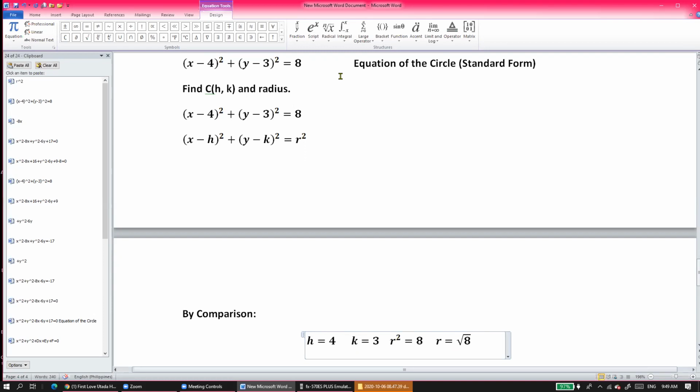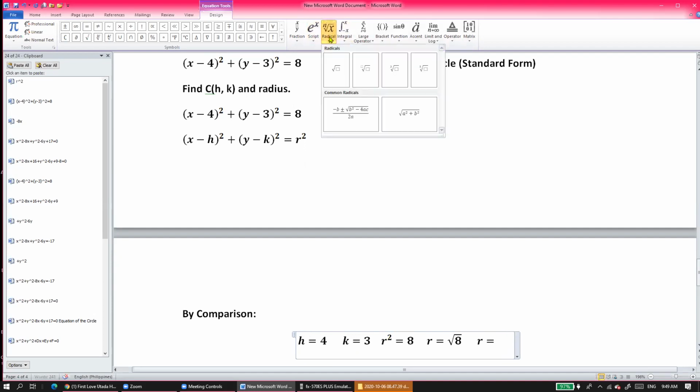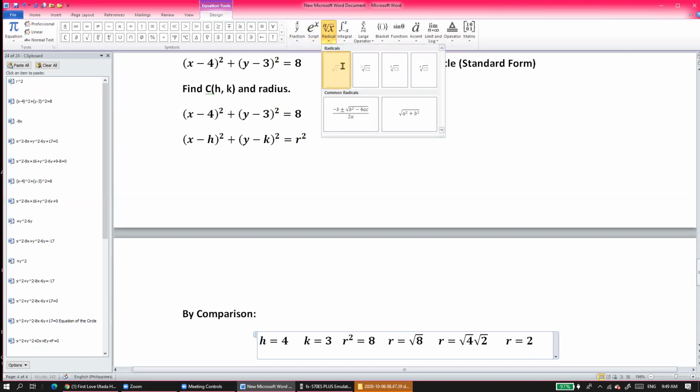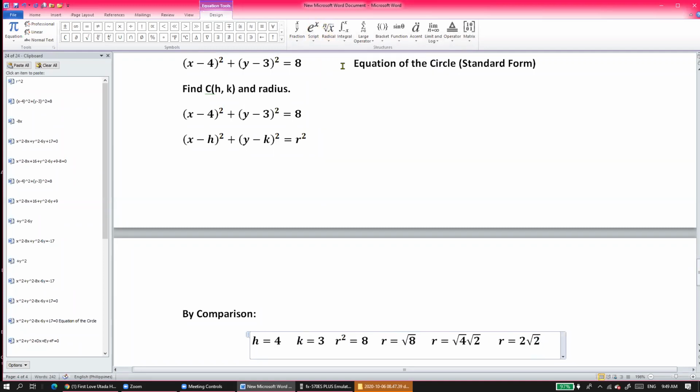At dahil 8 is factorable by 4 and 2, so pwede kong i-write yan ng R is equal to square root of 4 times square root of 2. And definitely, R is equal now to, square root of 4 is 2. So 2 square root of 2 ang ating sagot. So nahanap natin ang radius.